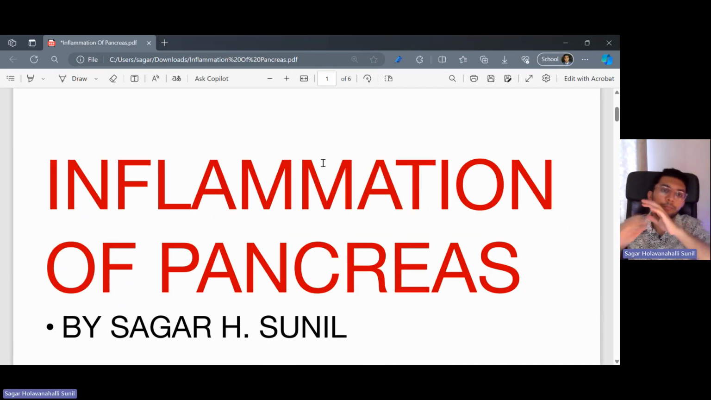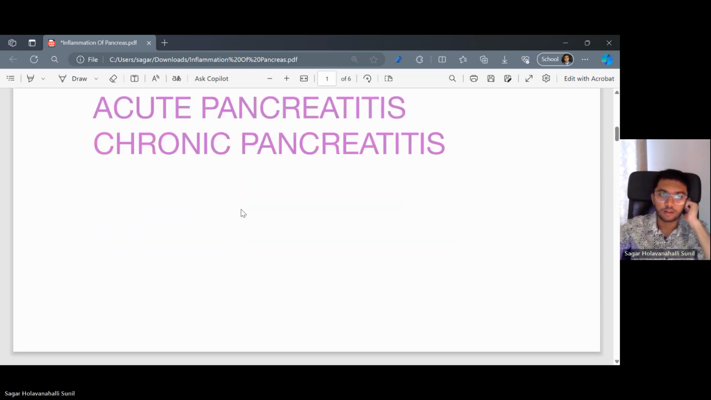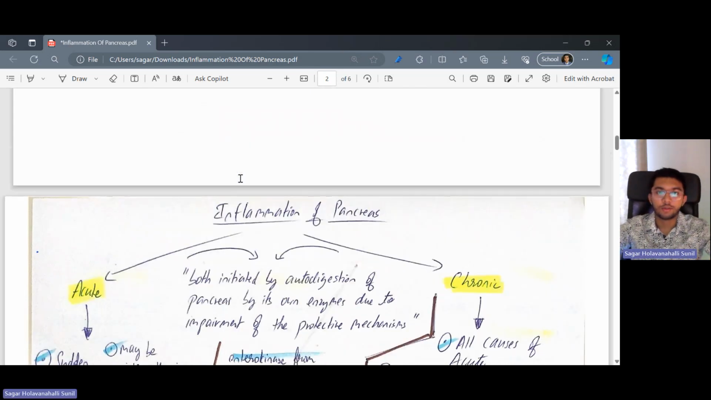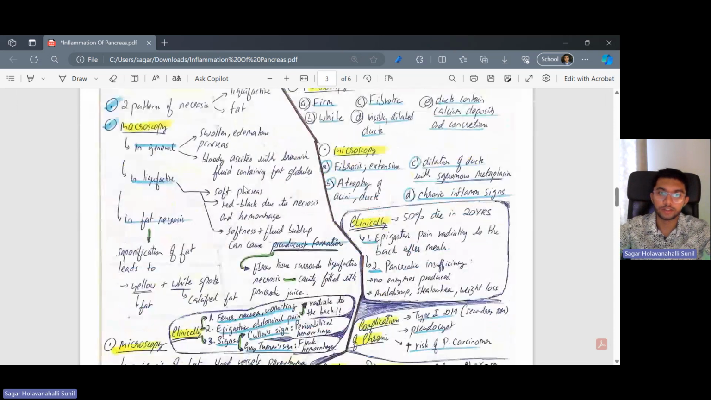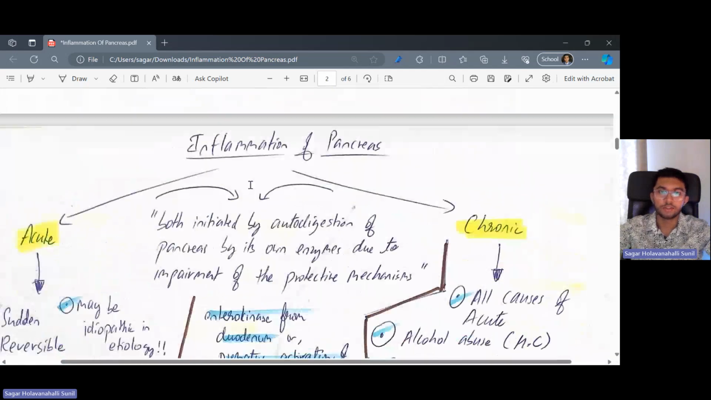Okay, hello guys. So today I'll be talking about the inflammation of pancreas, and this basically contains information on acute and chronic pancreatitis. Please bear with me with my handwriting. So let's look at how this is. Essentially, it's in 2 pages. I've compiled all the information in 2 pages. So let's start with it.